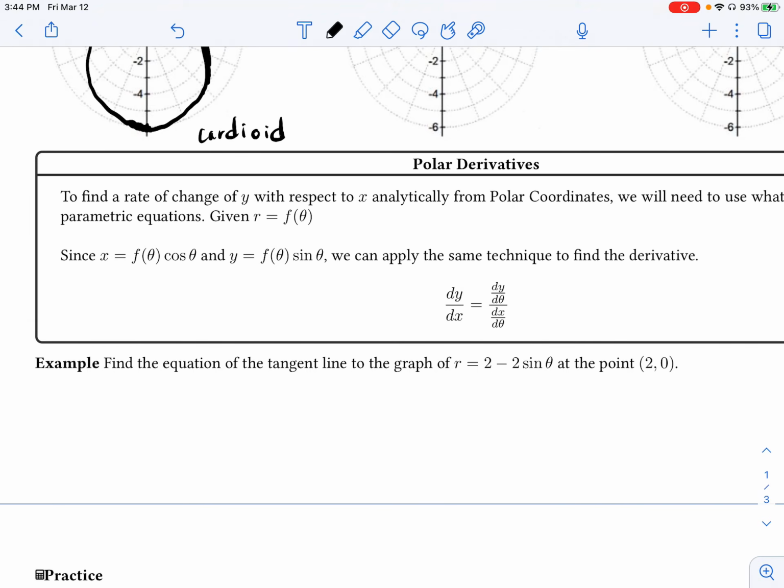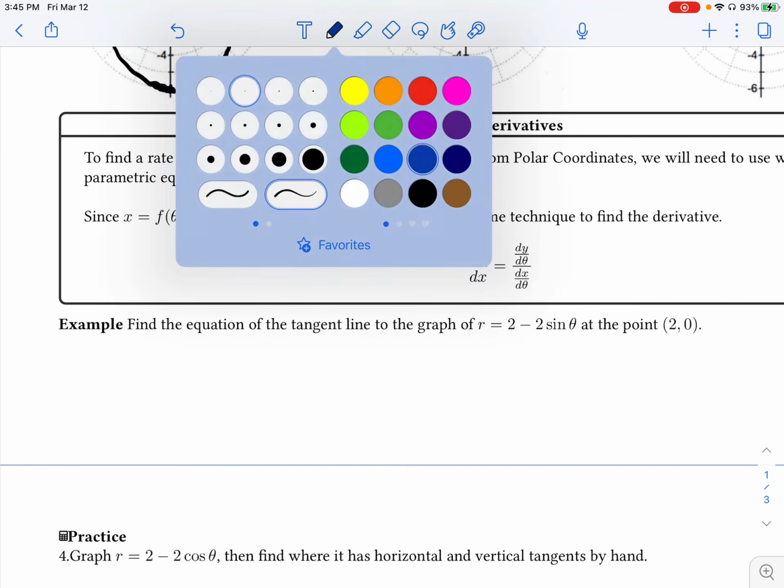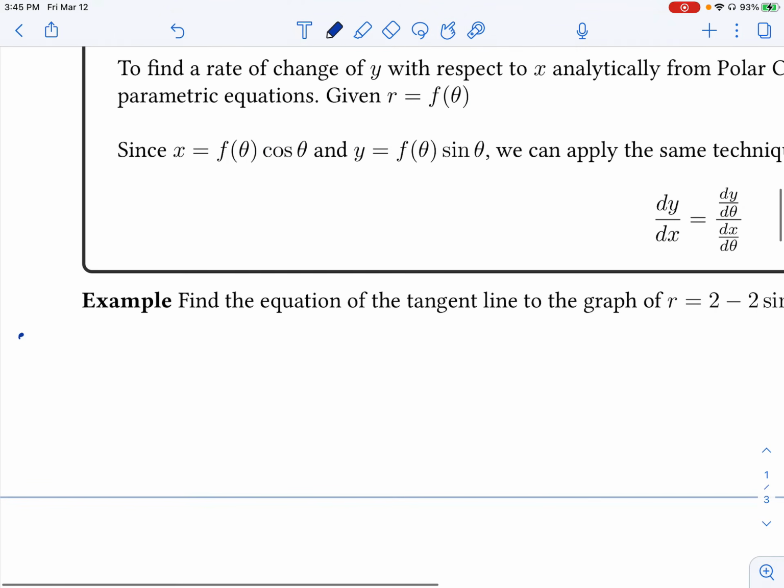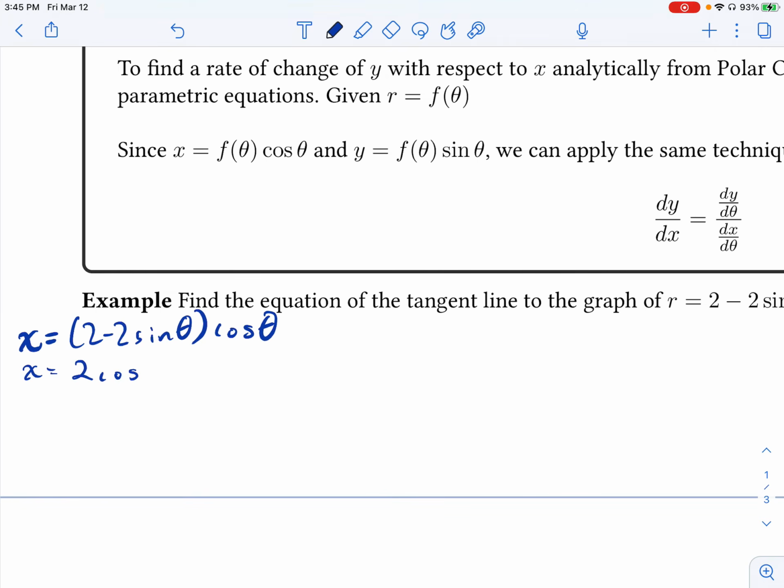So the first thing we're going to do is come up with our equation for x. So let me go ahead and zoom in here on this. Our x is going to be, again, r cosine theta. So (2 minus 2 sine theta) times cosine theta, which means that we can simplify this a little bit: 2 cosine theta minus 2 sine theta cosine theta, which we can rewrite using a double angle identity, which we don't have to, right? We can though.